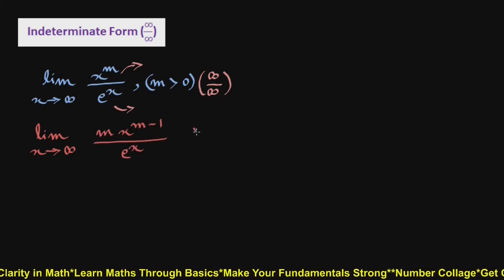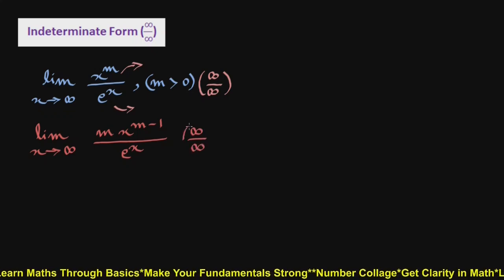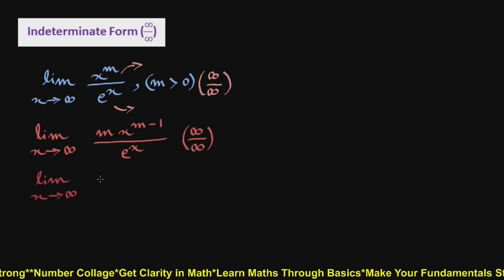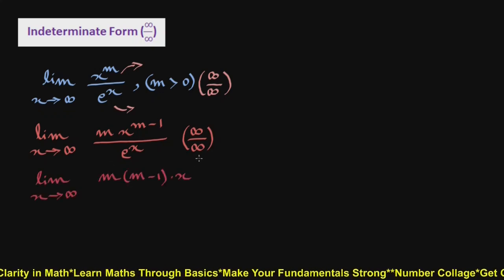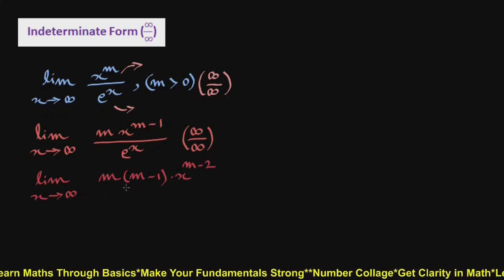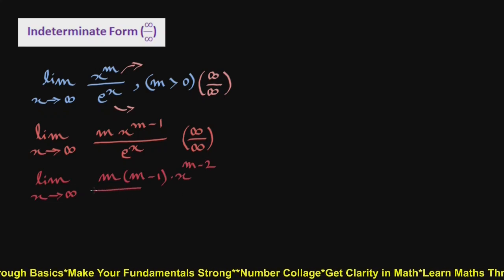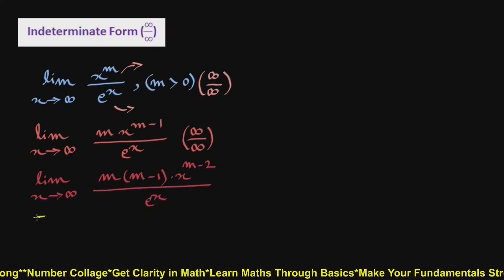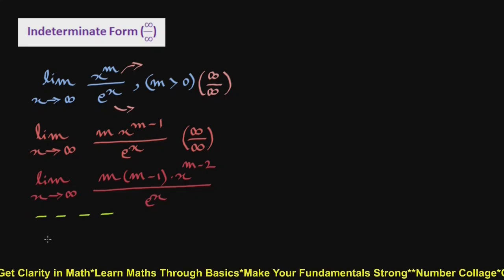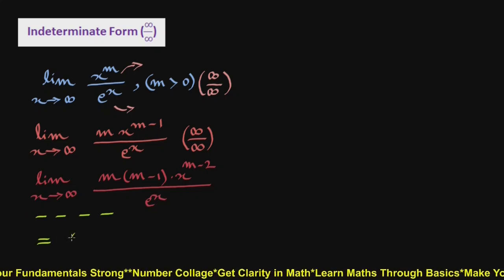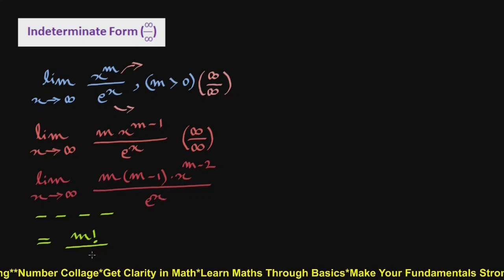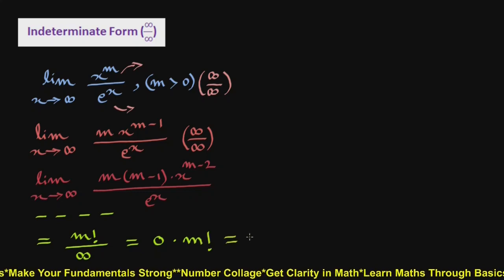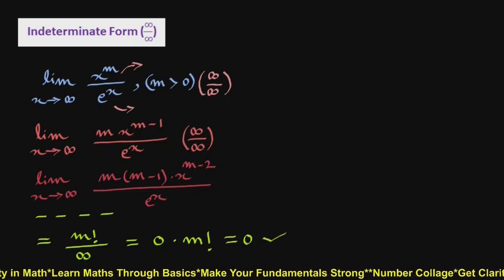This again is infinity upon infinity indeterminate form. We will again apply L'Hopital's rule and it will be m into m minus 1 into x raised to m minus 2, after writing derivative of the numerator upon derivative of e raised to x. We can go on and finally the numerator will be m factorial upon e raised to infinity, which will be infinity, which is 0 into m factorial, 0. So this is the value of the limit.